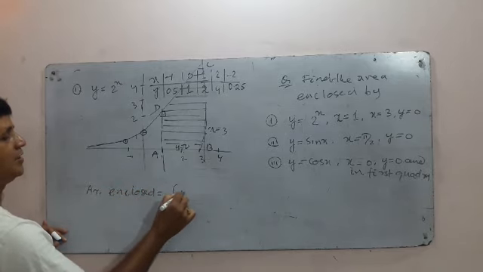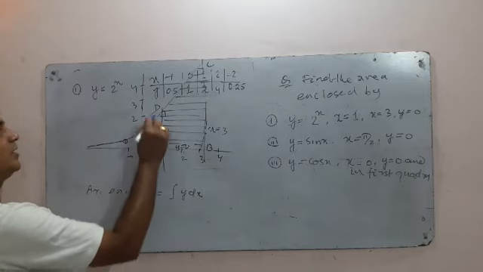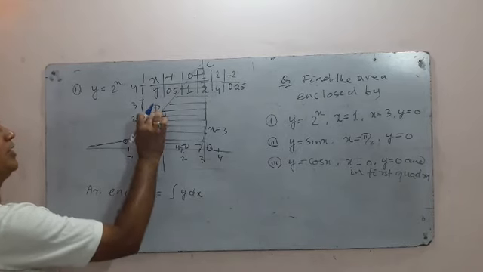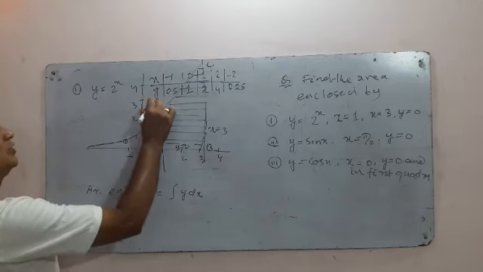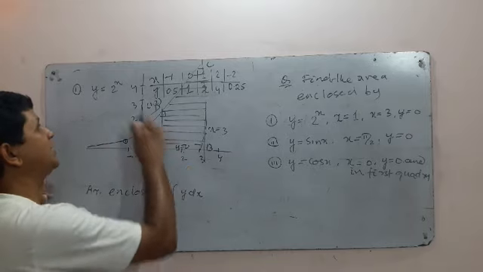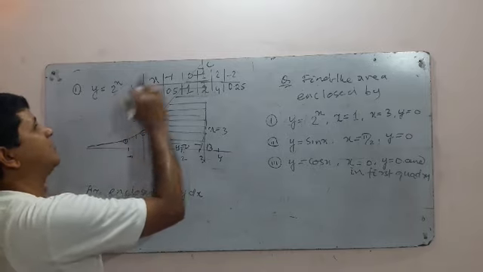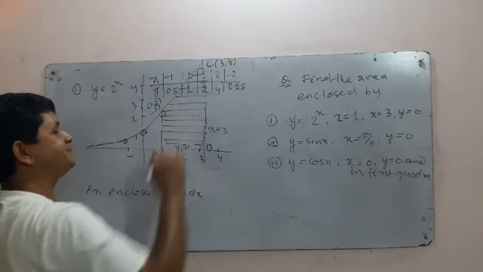is equal to integration of y dx. Look at it, what is the coordinate of D point? X is equal to 1, y is equal to 2. So coordinate of D point is 1, 2. X is equal to 3, y is equal to 2 to the power 3. So C point coordinate is 3, 8.